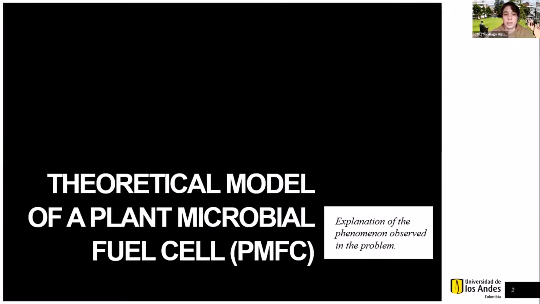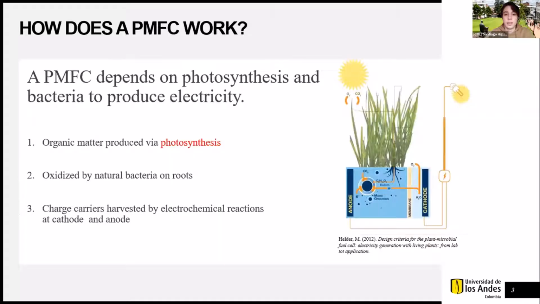So to begin, let's talk a little bit about the theoretical model of how a plant microbial fuel cell works. A plant microbial fuel cell depends on photosynthesis and a symbiotic relation with bacteria in the soil. This is the first step, where organic matter is produced via photosynthesis, and then it is oxidized naturally by bacteria on the roots. Later, in step 3, the charge carriers can be harvested by electrochemical reactions at the cathode and anode, and so we obtain a potential difference that we can harness as electricity.